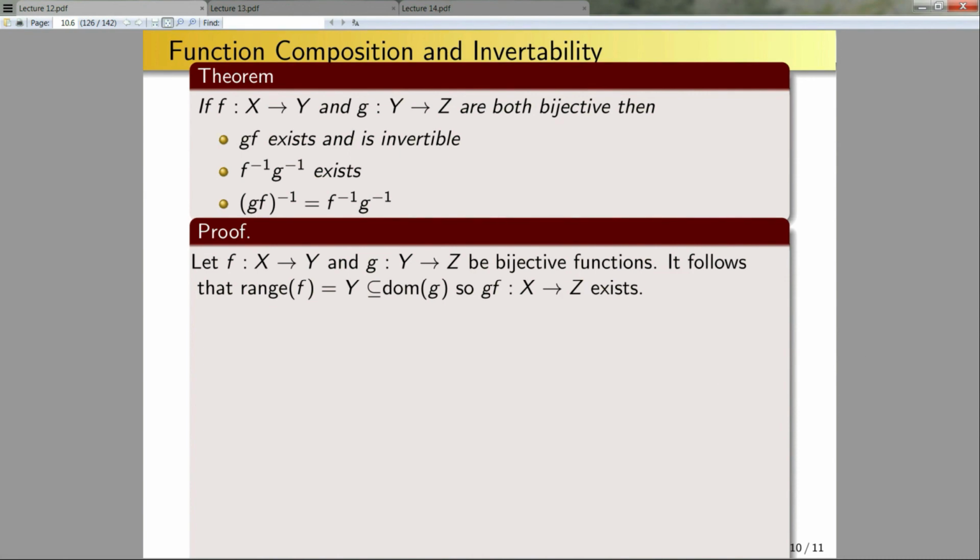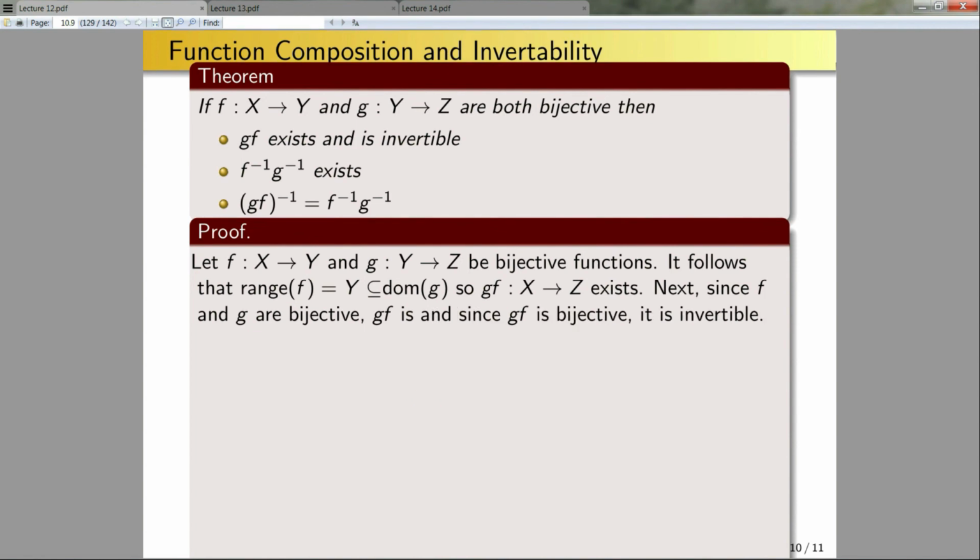Well, how can I do that? I can note that since f and g are bijective, my previous claim said that the composition of bijective functions is bijective, therefore gf will be bijective, and since gf is bijective, it's injective and thus invertible. So now I have proven this first part here.